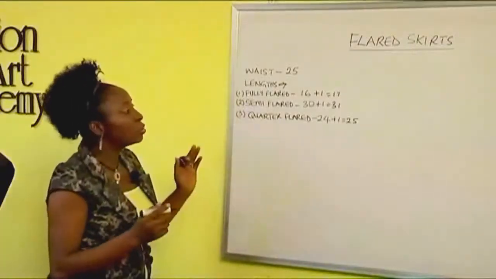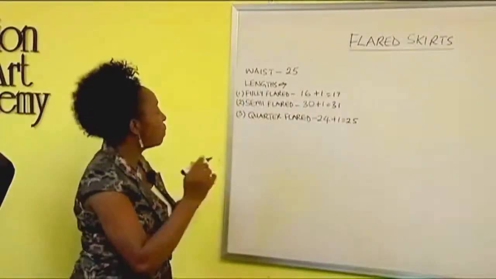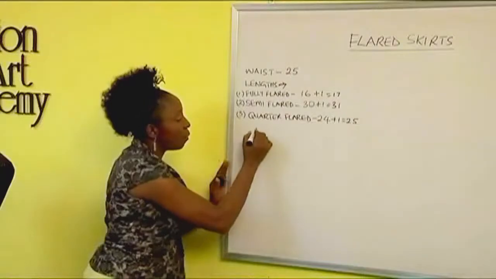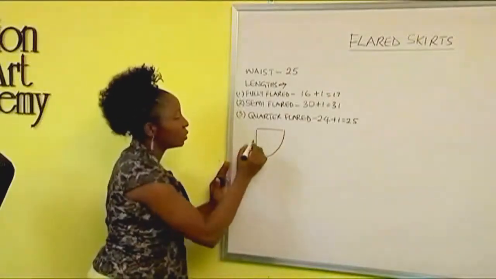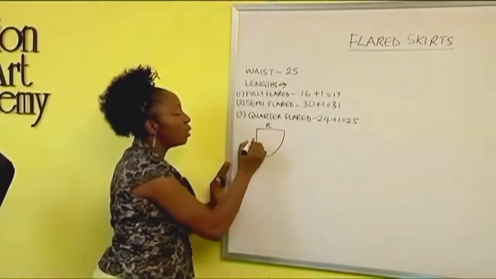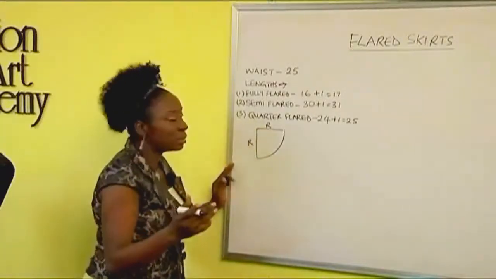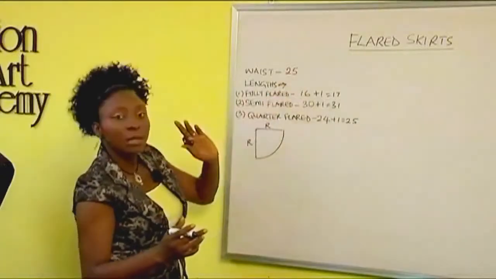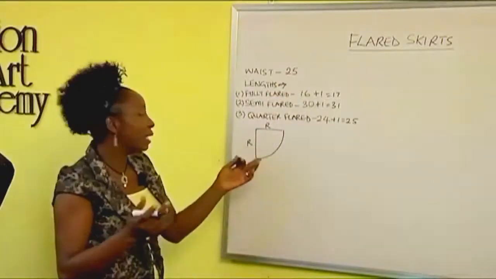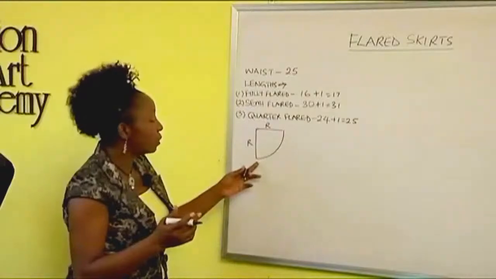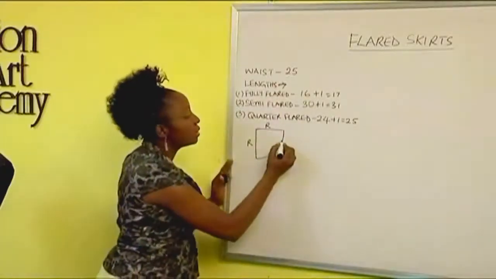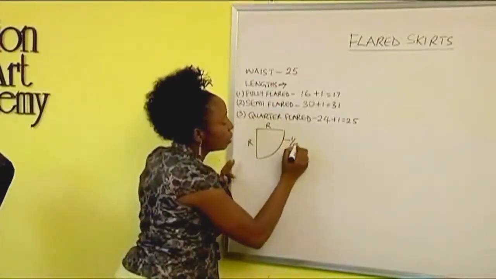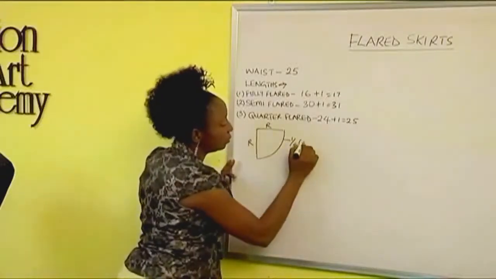Like I told you, we want to work out our arc pattern. This is the arc pattern we're trying to work out. We're trying to determine what the radius is. We don't know that, but what we surely know is our waist. That means we know the quarter of that waist. This gives me a quarter of the circumference.